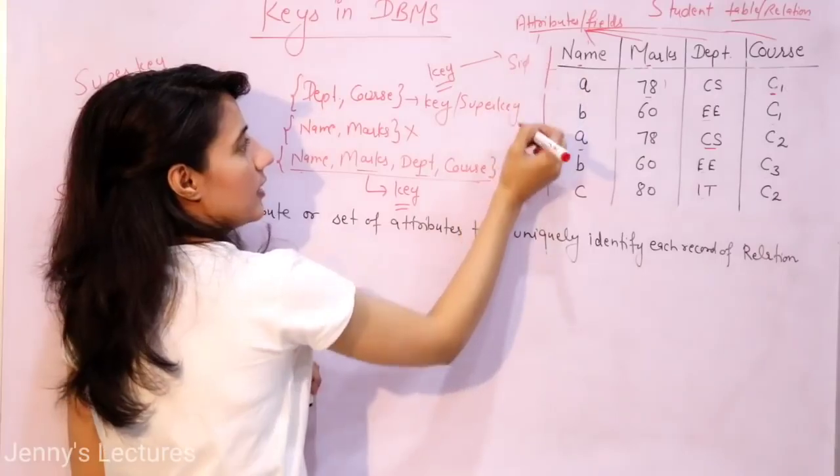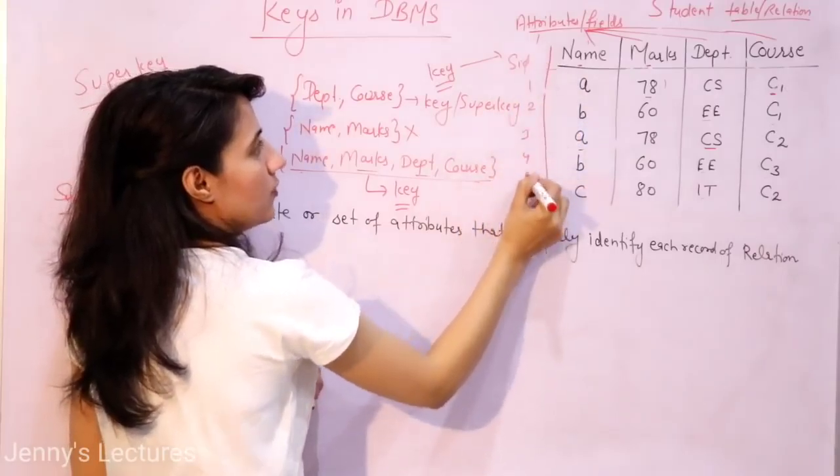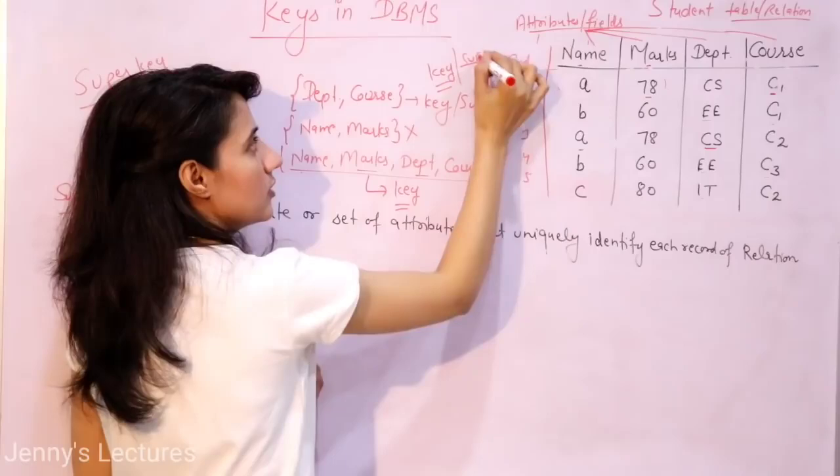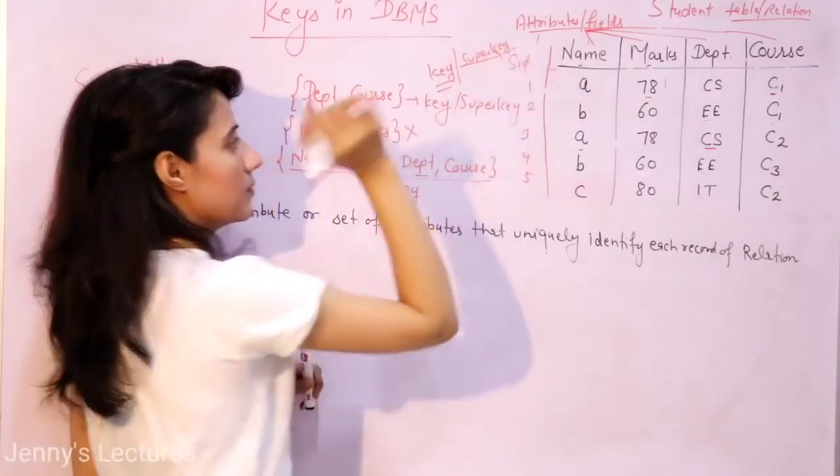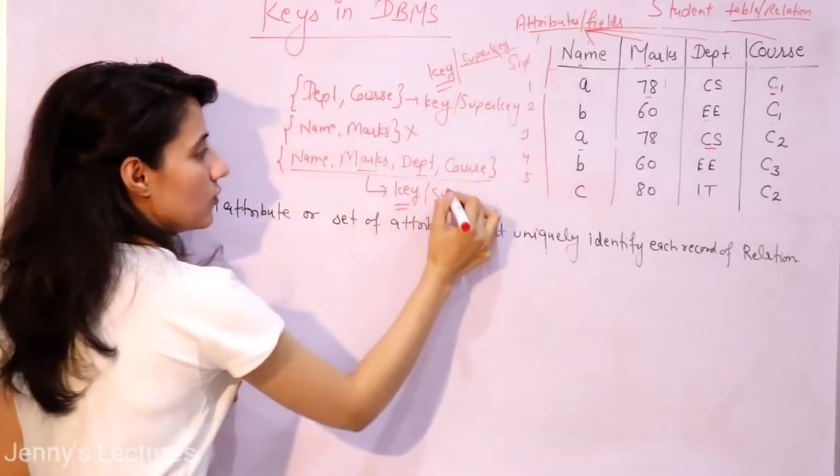If you take SID here, 1, 2, 3, 4, 5, this is also a key, as well as a super key, right? This is also key as well as super key.